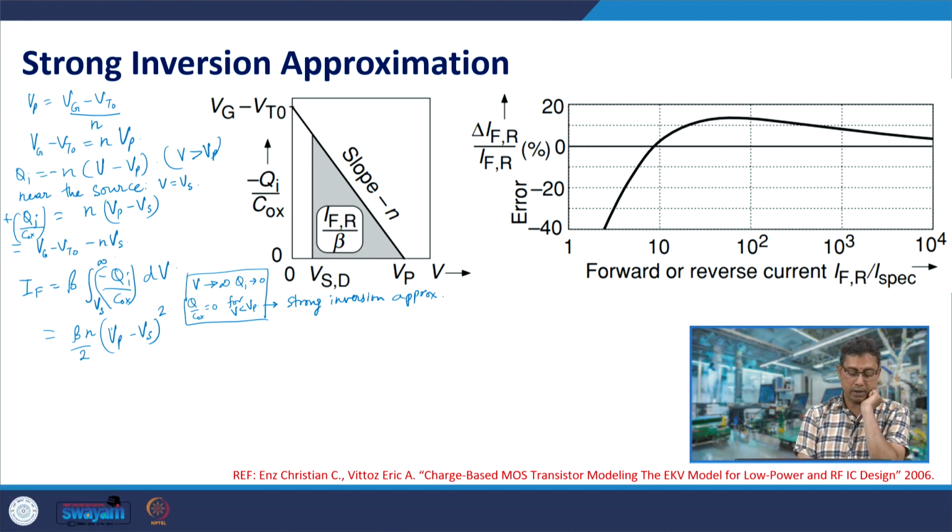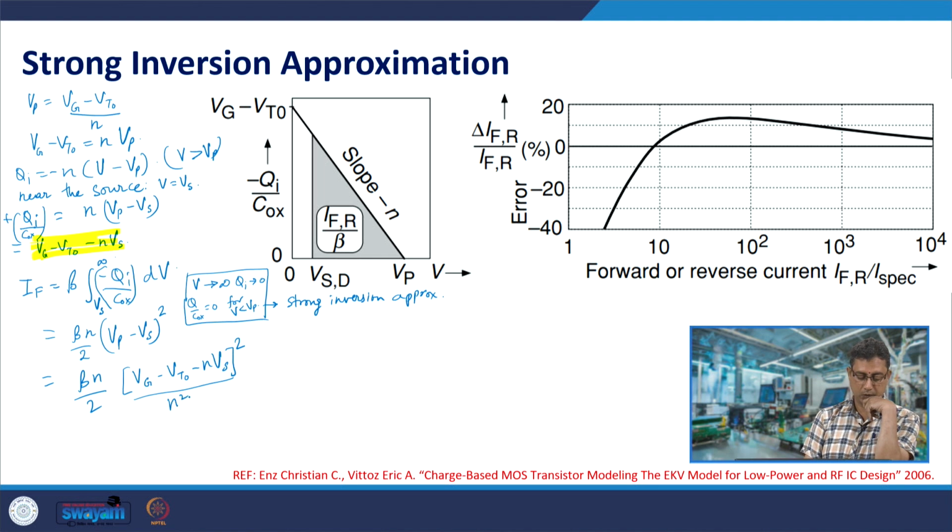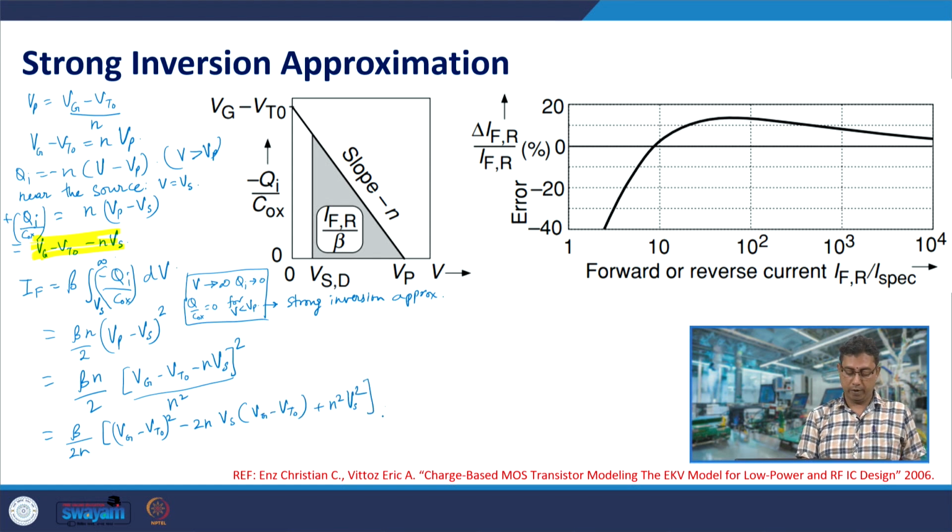Now let us expand upon this using our earlier discussion. This would be beta n by 2 into Vg minus Vto minus n Vs whole square by n square. You can write this as Vg minus Vto square minus 2n Vs into Vg minus Vto plus n square Vs square. We will use this later.